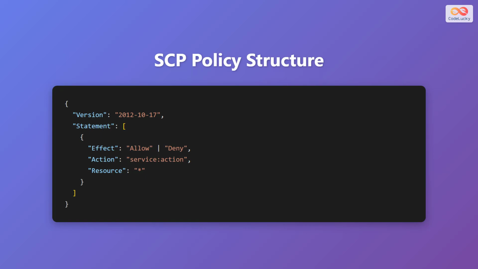The structure of an SCP is similar to IAM policies. It includes a version field, typically set to 2012-10-17. The statement section contains one or more policy statements. Each statement has an effect, which can be either allow or deny. The action field specifies which AWS service actions the policy applies to, and the resource field typically uses a wildcard asterisk to apply broadly.